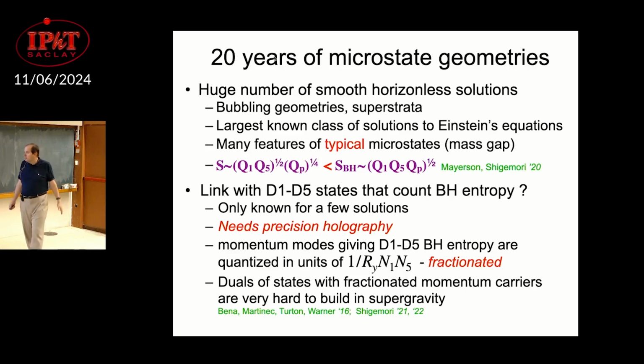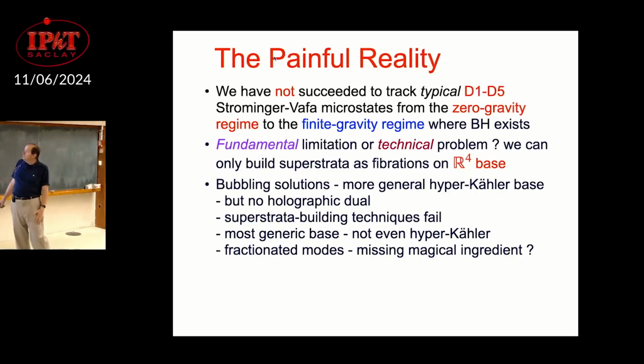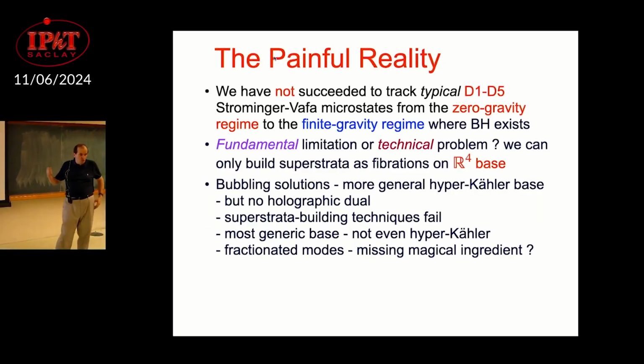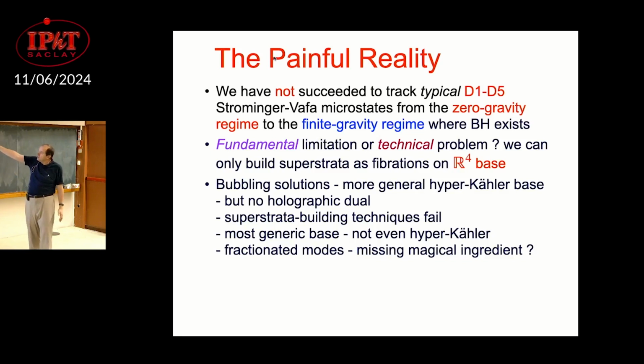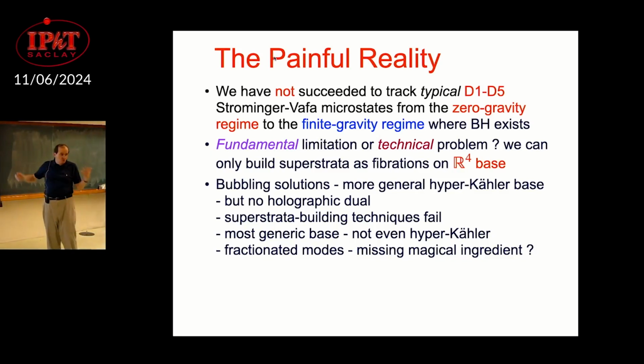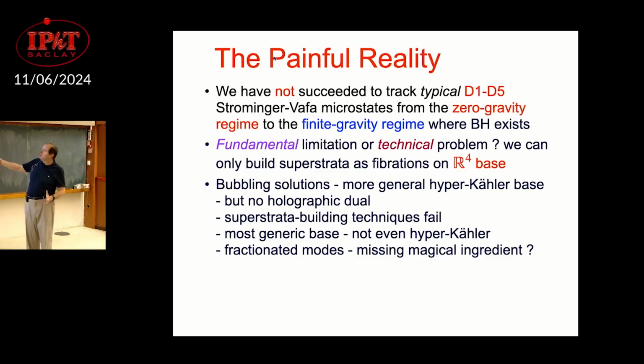So the painful reality is that for 20 years we have these solutions. We have these nice beautiful results. We understand things very well as a result, but we have not succeeded to track down typical D1D5 Strominger-Vafa microstates from the zero gravity regime where they give the entropy all the way to the finite gravity regime where the black hole exists.